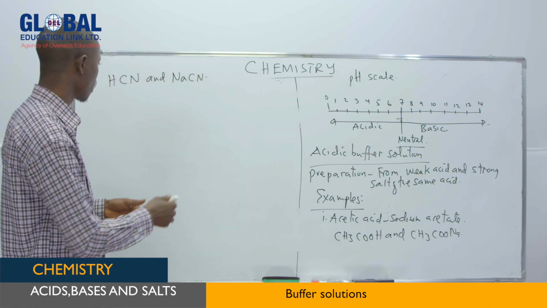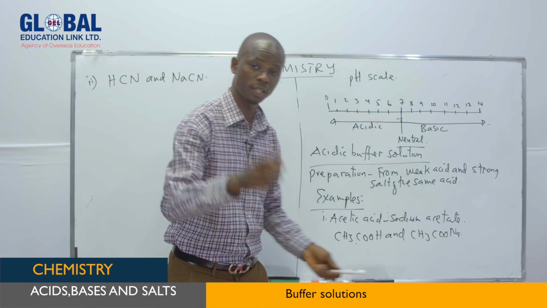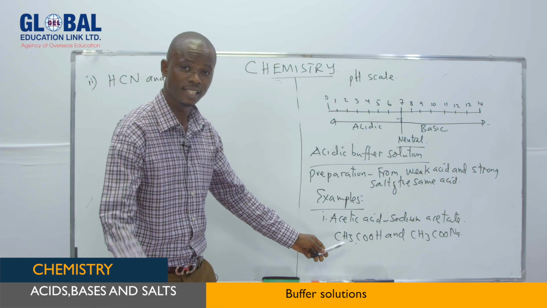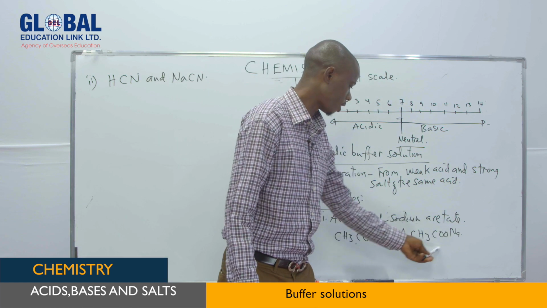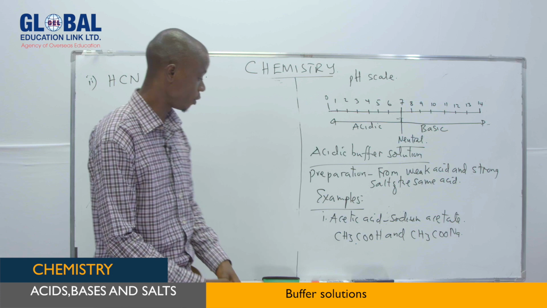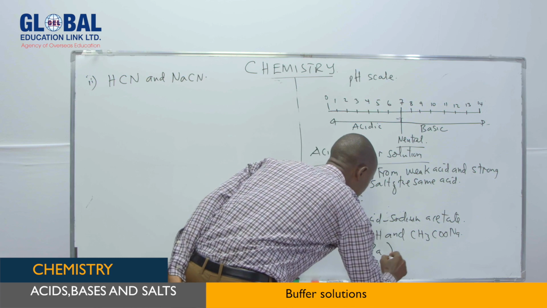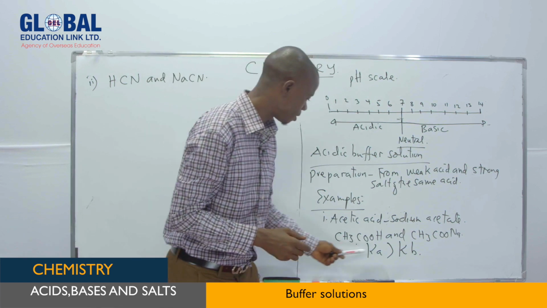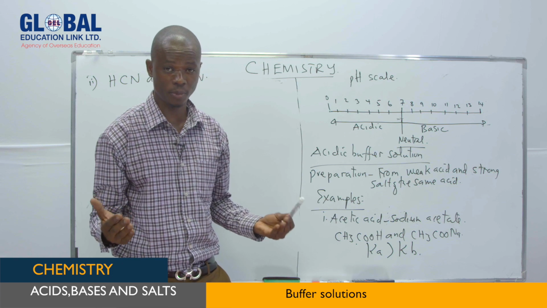It is acidic. For example, when we take this one, acetic acid and sodium acetate, this is acidic buffer solution because the ionization constant for the acetic acid is greater than the ionization constant for its conjugate base. So when you compare, the ionization constant for this acid is greater than the ionization constant for the base. So this one makes this mixture to be acidic. So it is very simple from there.